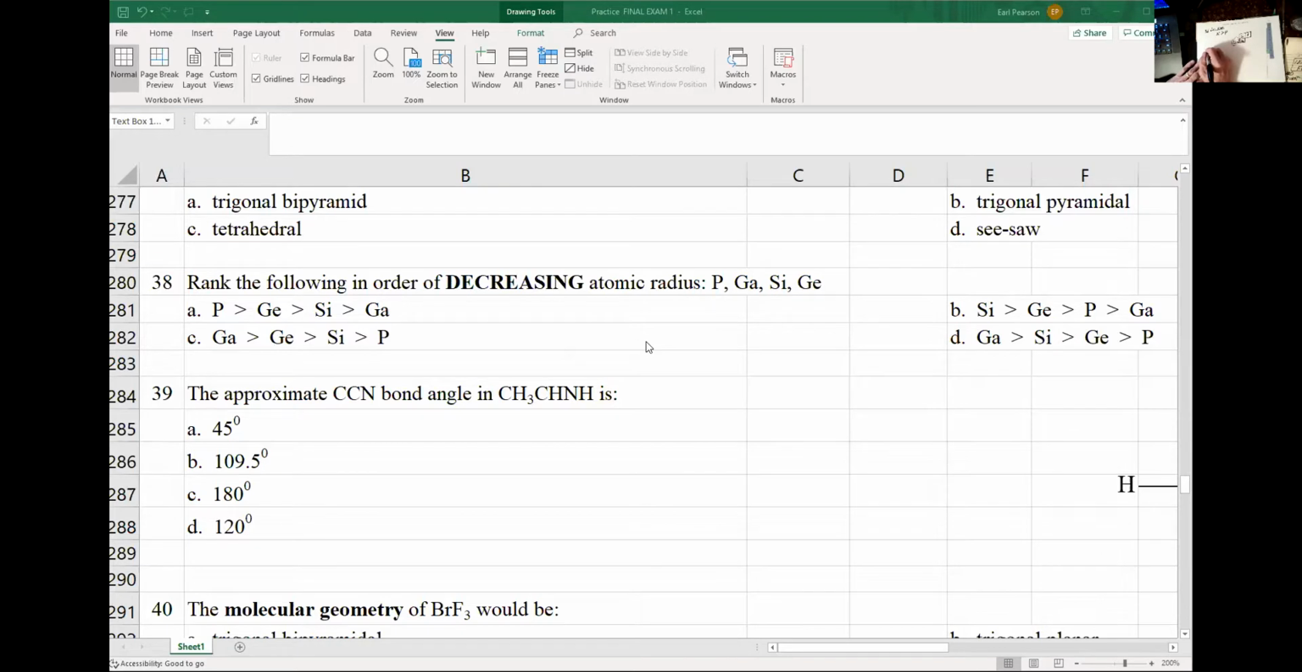All right, now we're ready for number 39. I'll copy the molecule down and I'll bring you over here to look at it. CH3CHNH is my molecule, and we want the CCN bond angle. All right, let's go over and take a look and see what we can do.